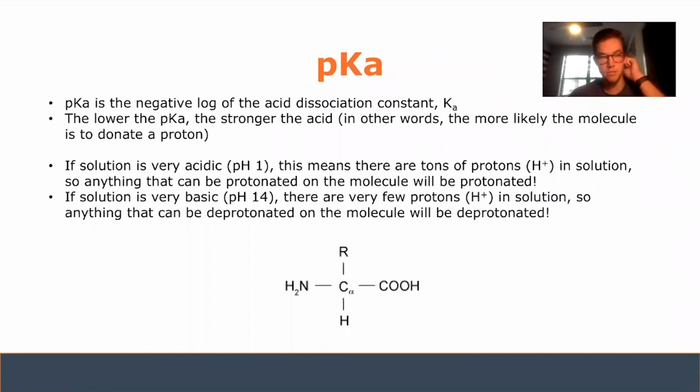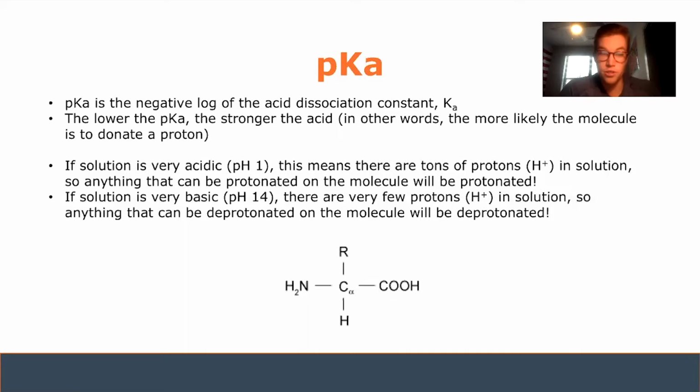And then again, pKa. A pKa is the negative log of the acid dissociation constant. And what does that really mean? It basically just means that the lower the pKa, the stronger the acid. In other words, the more likely the molecule is to donate a proton. Remember, that is the Bronsted-Lowry definition of an acid: a molecule that can donate a proton to solution.